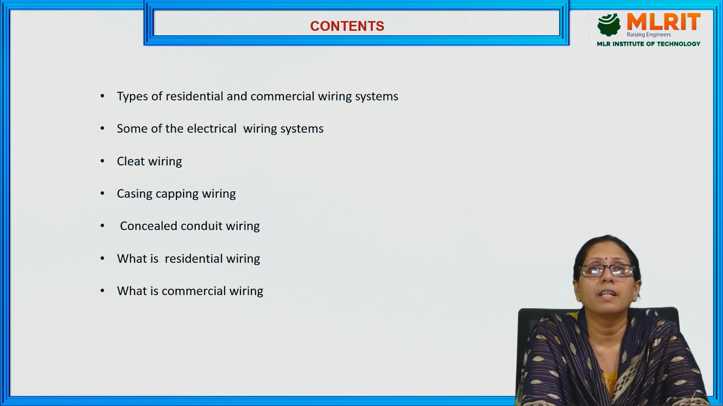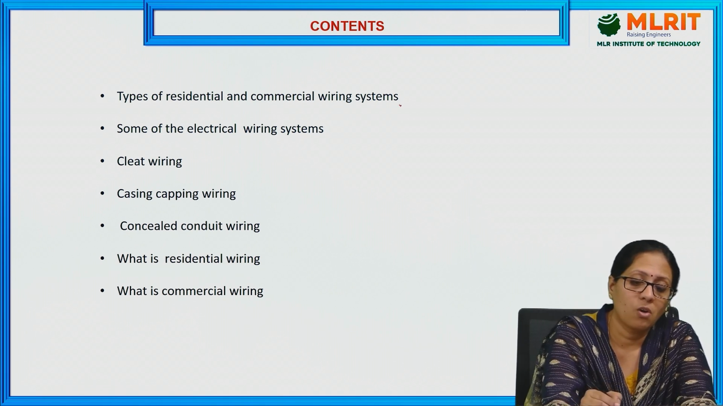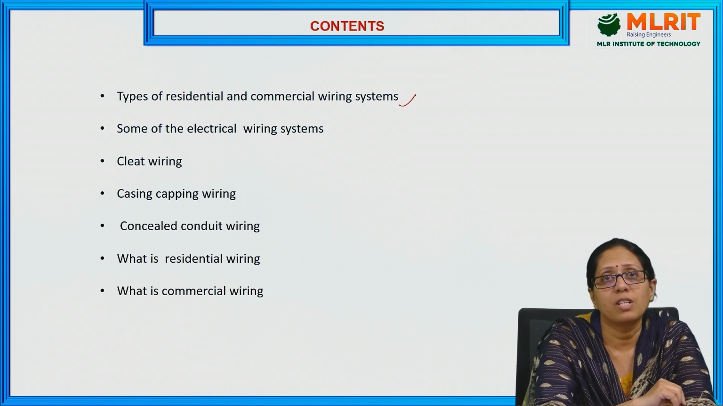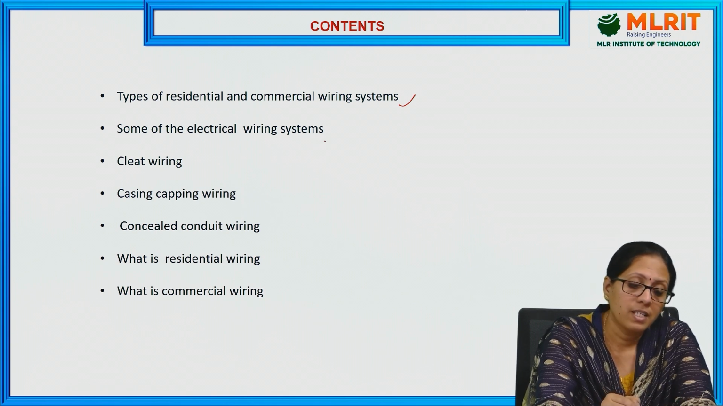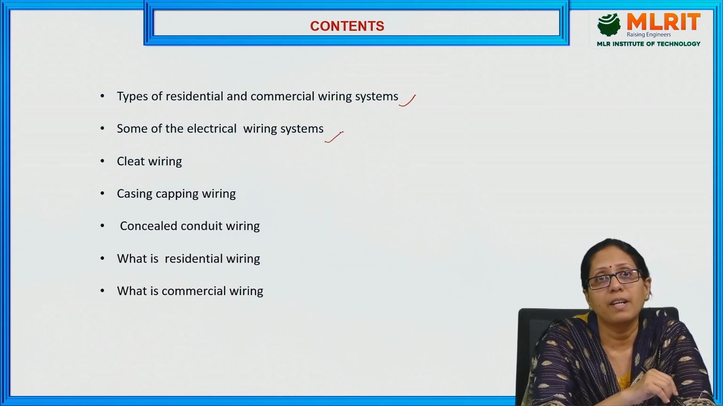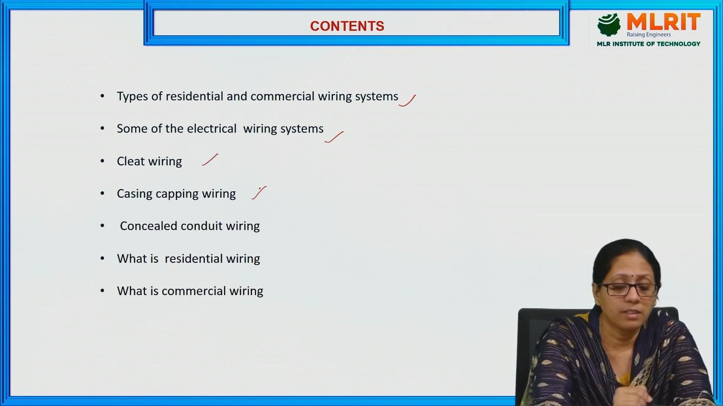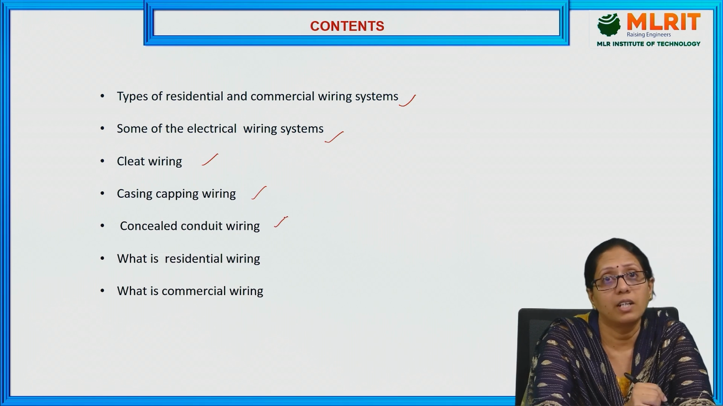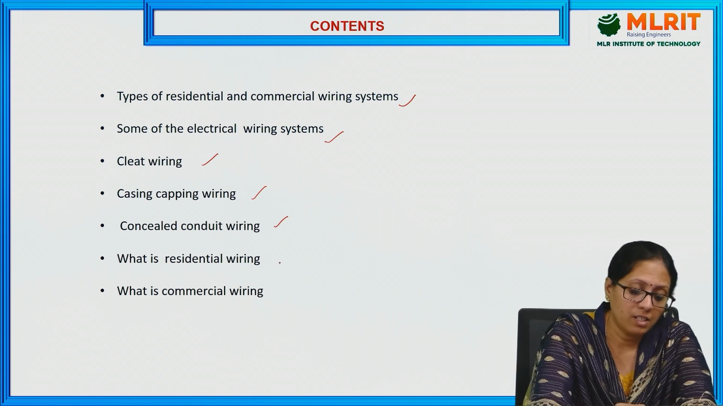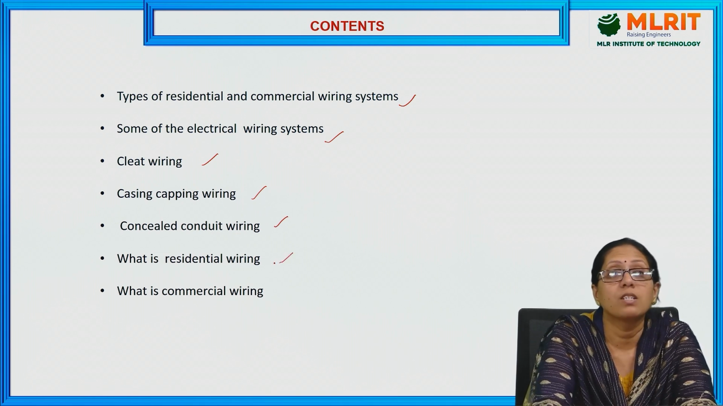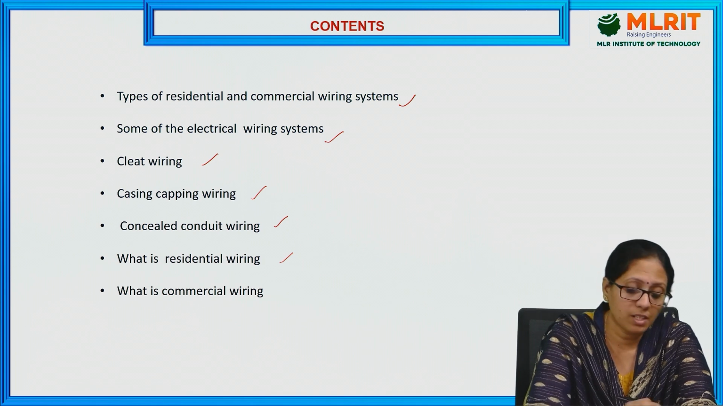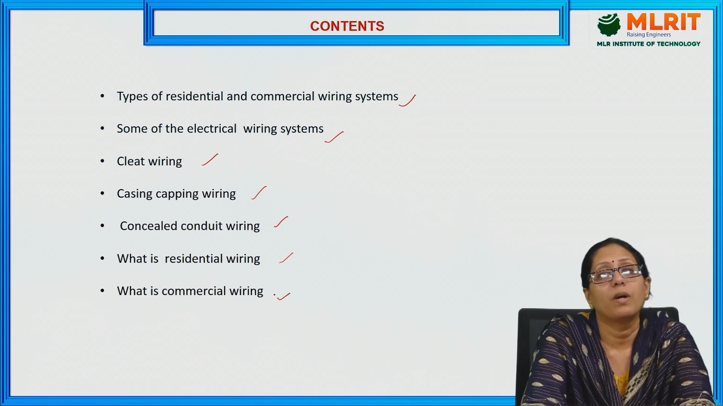These are the contents which I am going to discuss today: types of residential and commercial systems and some of the electrical wiring systems like cleat wiring, casing and capping wiring, concealed conduit wiring, and what are the different residential wiring systems and commercial wiring systems.